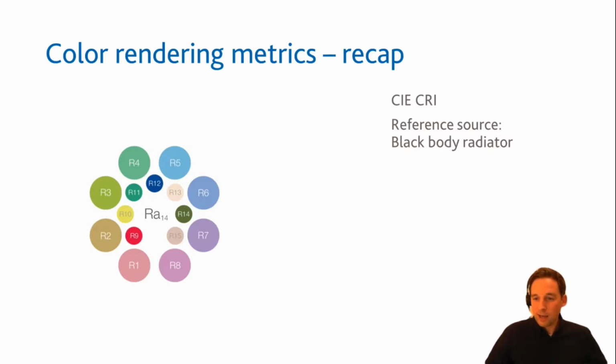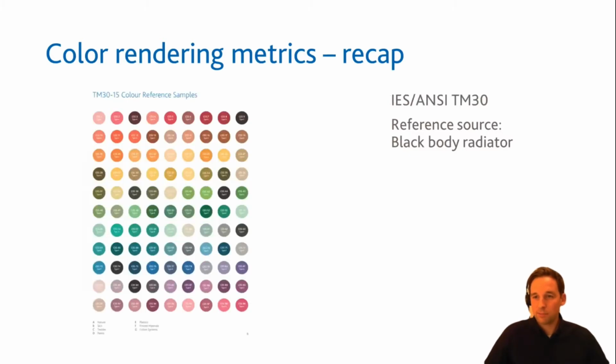Now, if we look at that versus TM30, we immediately see a huge difference. The biggest difference there is that there is an additional 91 color swatches to compare against. It's important to say here that the reference source, the black body radiator, is still the same at the same color temperatures, depending on what you're measuring, up to 5000K. For the purposes of what we're doing, we're just going to call it the black body radiator and we're going to forget everything above 5000K. So what you're looking at there are 99 color swatches.